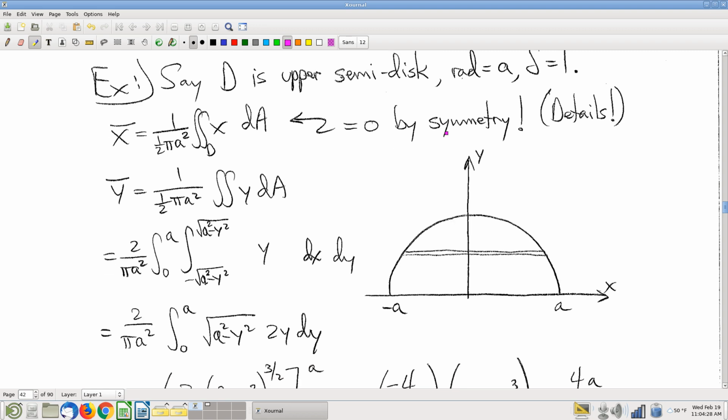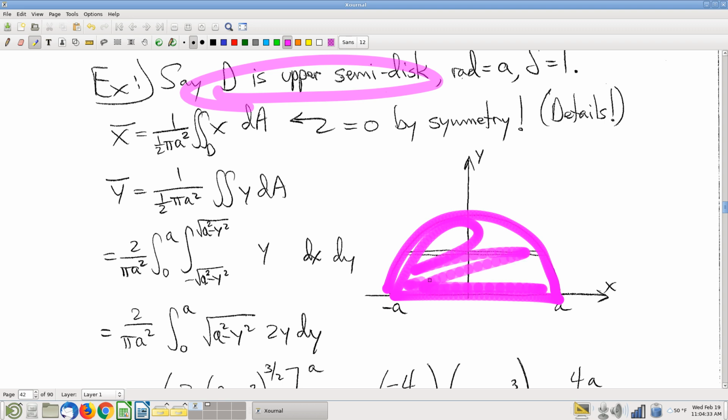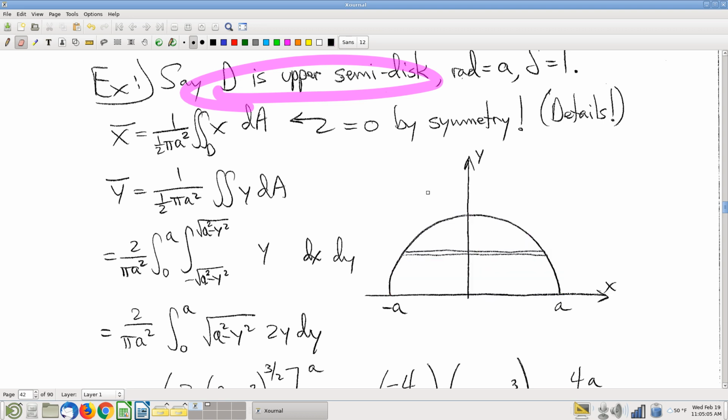Here's an example. Suppose you have as a domain this upper semi-disk. By the way, let me just remind you of some terminology. The term disk refers to a fully two-dimensional region. If you want to talk about just the single curve that is the boundary of that disk, the word is circle. So we've got to distinguish between disk and circle. Mathematicians don't conflate these things. Okay, so here we're talking about the semi-disk, so it's a two-dimensional region. Let's find the centroid, the center of mass.